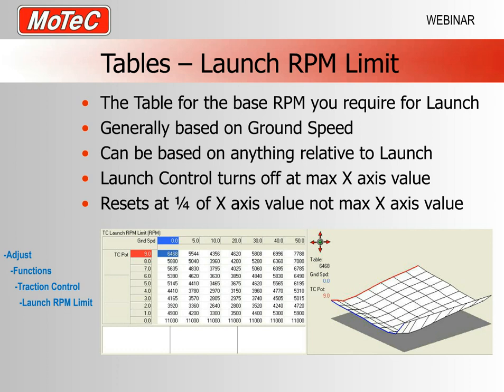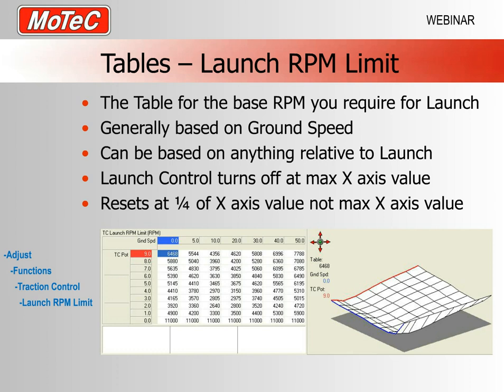Now, one question I get over the phone a fair bit is people are worried that on the track the car might drop down to below 50 kilometers an hour on certain corners, and they're worried that it will go back into launch control. This doesn't happen. What you'll see here is my last point is the reset. Once you've used launch control and you're driving around the track, the launch control will not reset until you get to a quarter of this x-axis value.